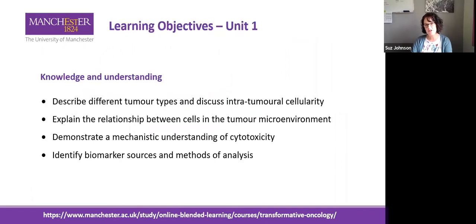So if we start to consider what the learning objectives might be for Unit 1, when we talk about knowledge and understanding, by the end of this unit, you will be able to describe the different tumour types and start to discuss intratumoral cellularity. You'll be able to explain the relationship between the cells within the tumour microenvironment and how they interact. You'll be able to demonstrate a mechanistic understanding of cytotoxicity and why this needs to be taken into account with cancer care, and also start to identify biomarker sources and methods of analysis.